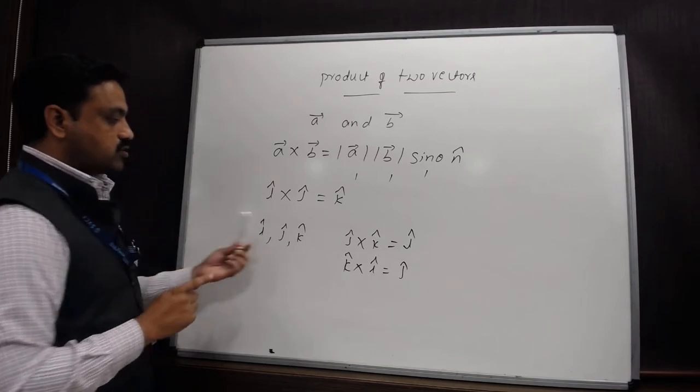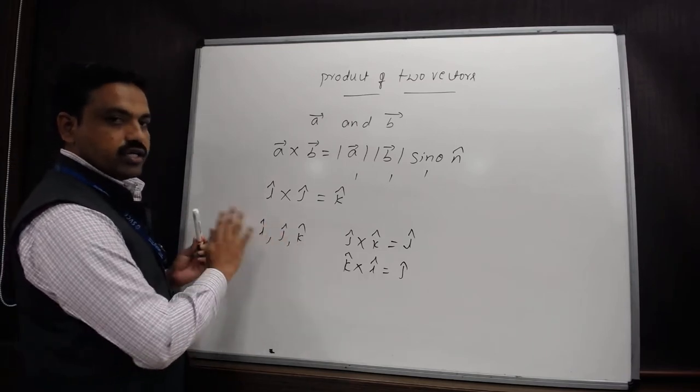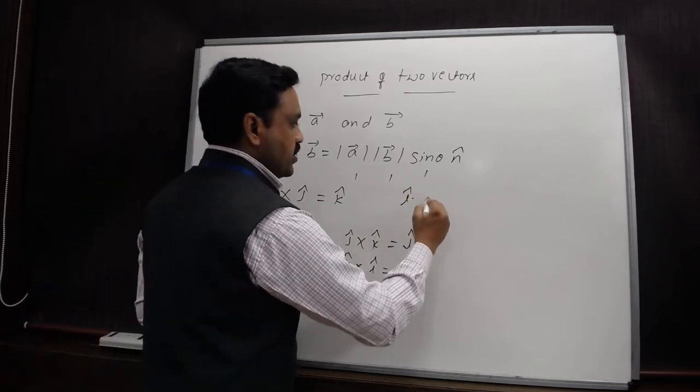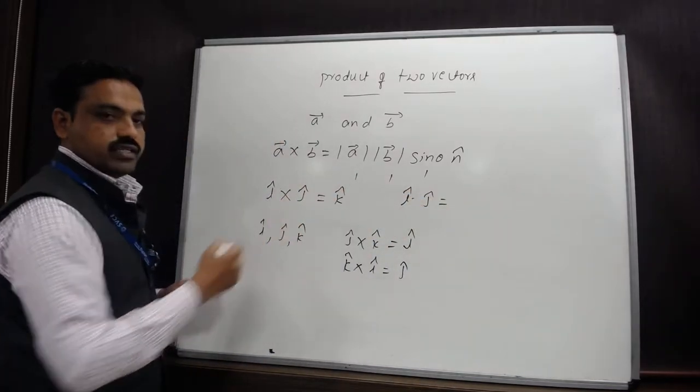So in the case of cross product, it is not commutative. We can't interchange as it is. But in the case of dot product, whether you write i dot j or j dot i, you will get the same answer.